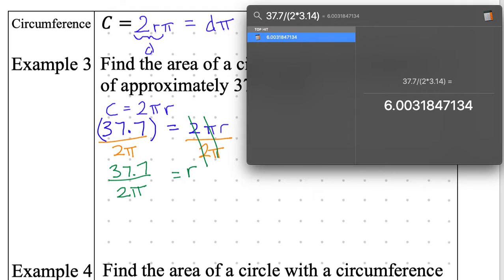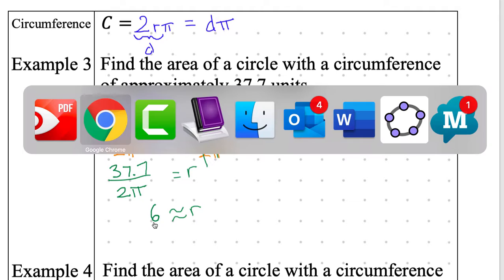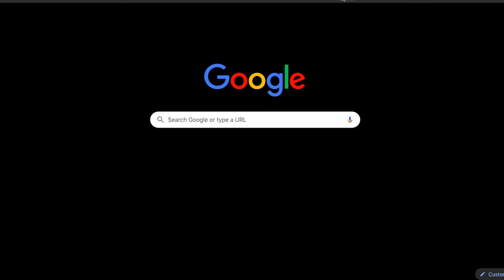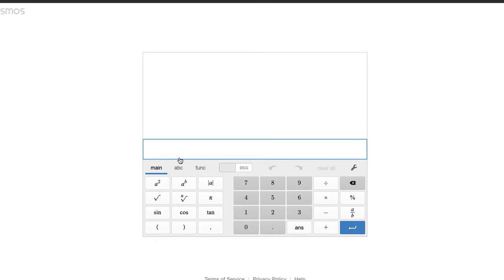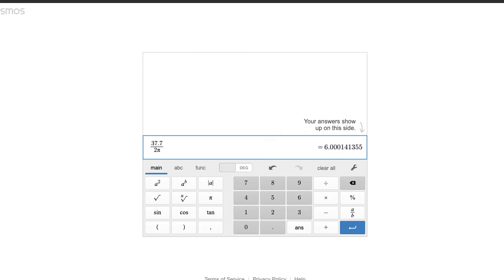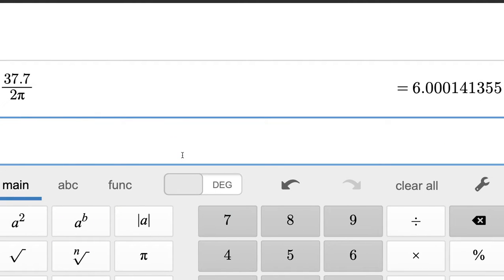It's 6. So the radius is about 6. So now we can make an approximation here. We can say the radius is approximately 6. Make that 6 slightly better. Again, that step can be confusing, so I will do it again. In fact, I'll use a different method now. If I come over here to my calculator, I'm going to do 37.7 divided by 2 pi. If I type in pi, it turns into 2 pi, and there it is. It's about 6. And I can zoom in too. I'm sorry that you guys couldn't see that. It's about 6. So far, so good?